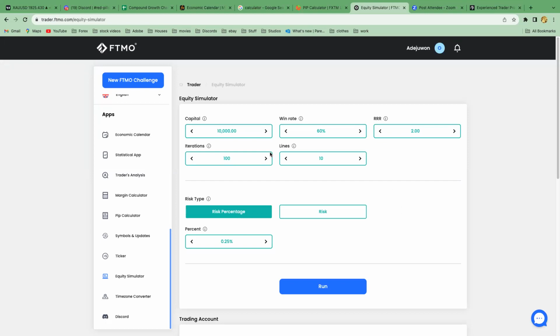So we're going to start with a 10K account here, which is any prop firm you can pretty much get a 10K account with. And in fact, let's do a 15K, because I'm going to show you the prop firm after.